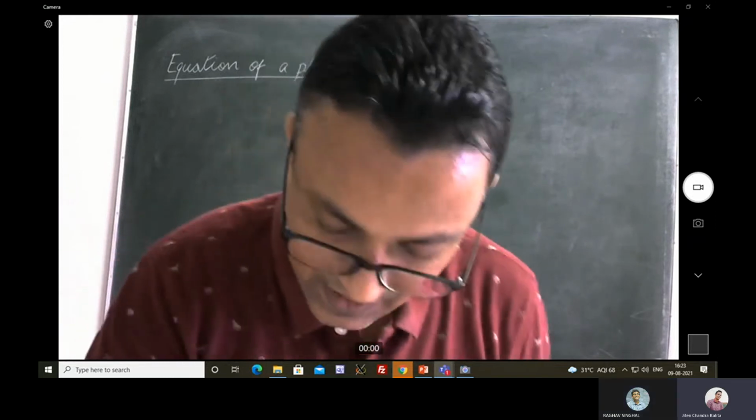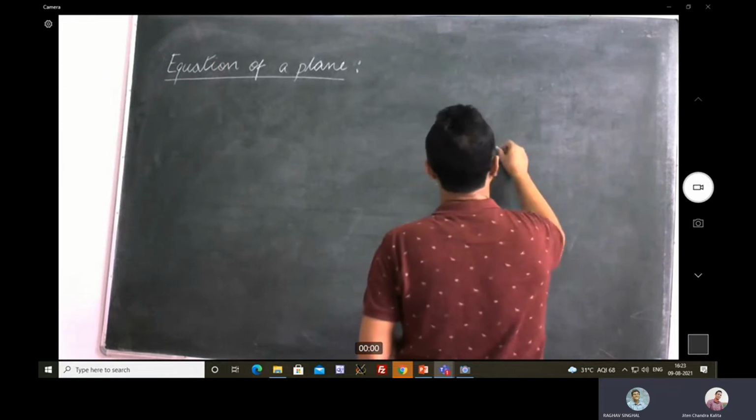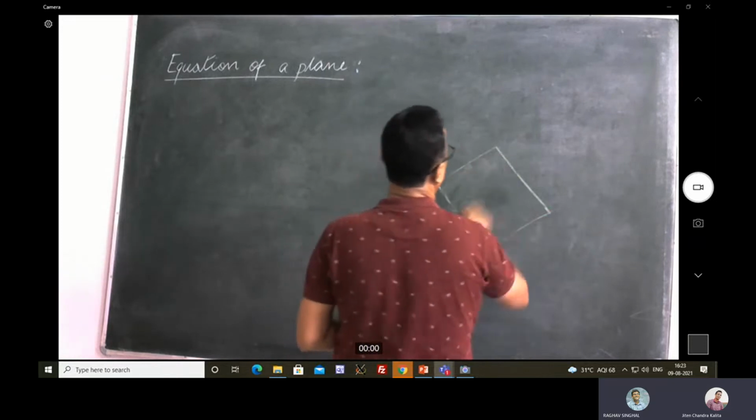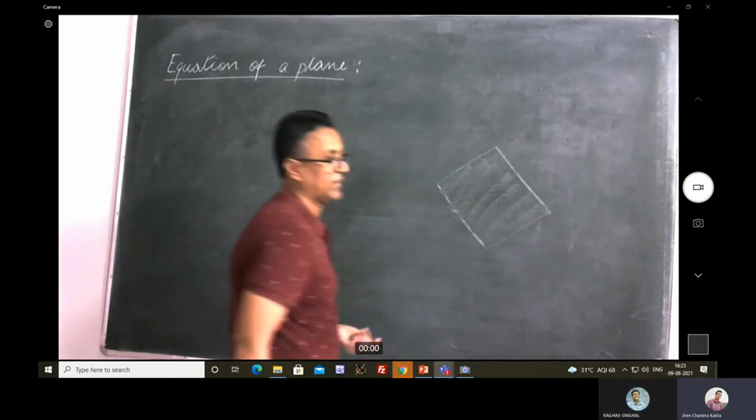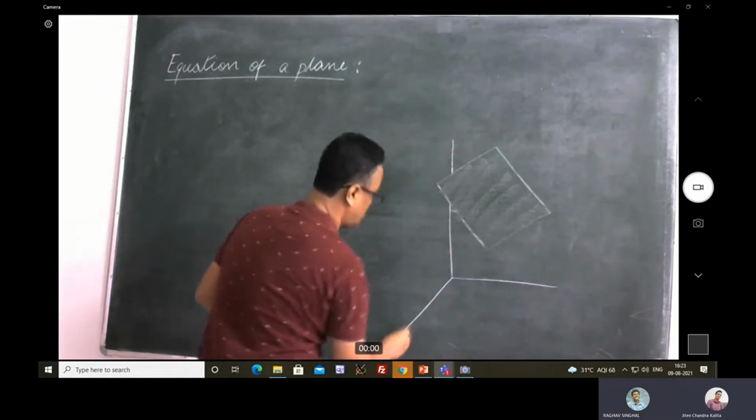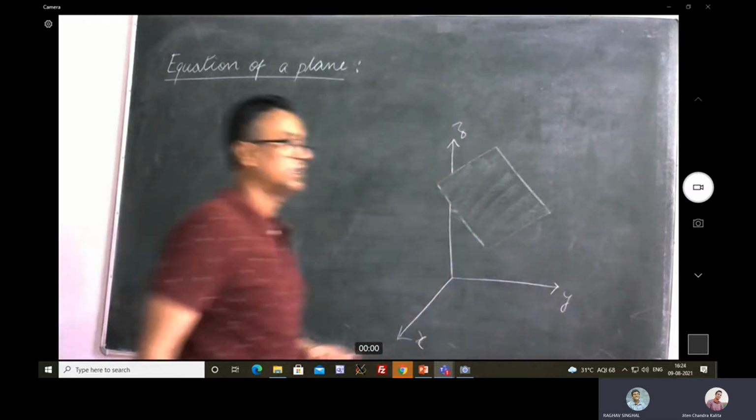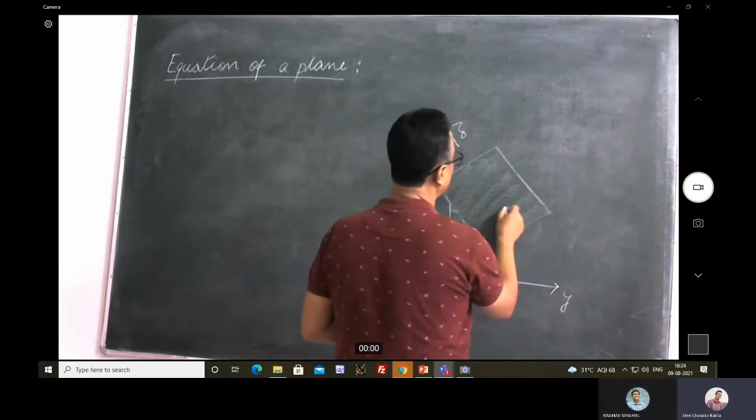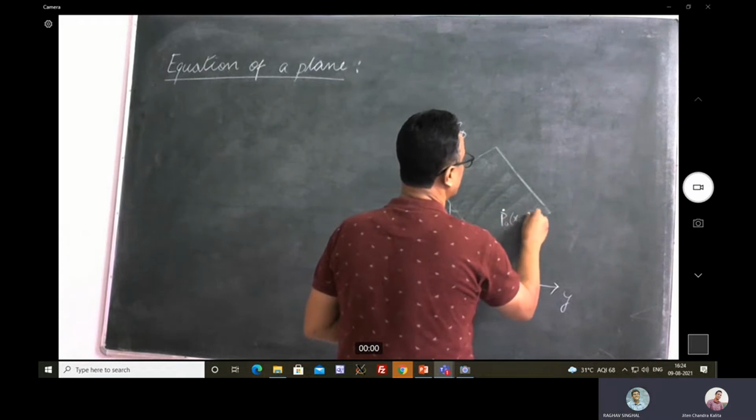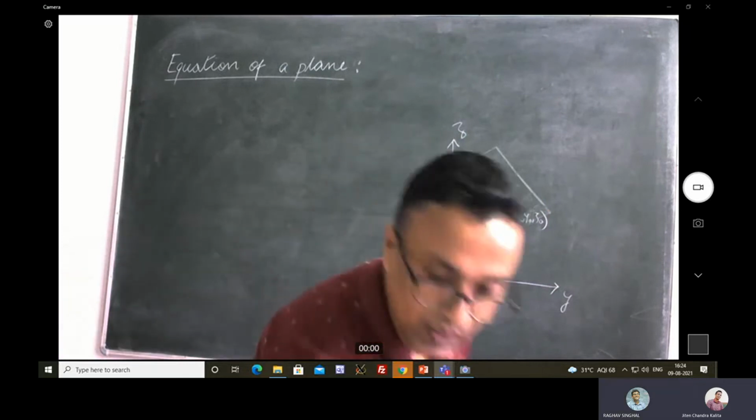Based on that, let us try to find the vector equation of a plane, which we will convert into a scalar equation. Suppose this is my plane. Draw the axes x, y, z, and suppose this is my fixed point P naught, (x naught, y naught, z naught).